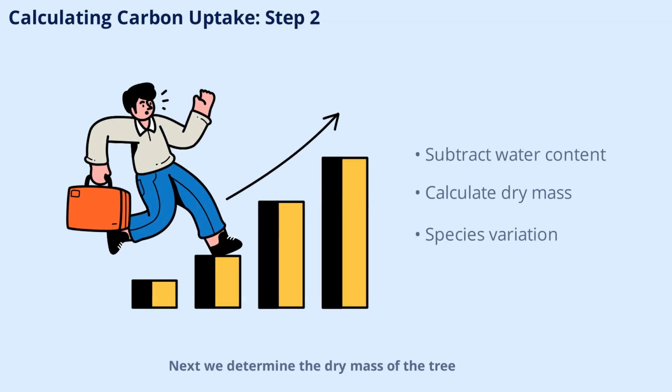Next, we determine the dry mass of the tree. The dry mass is the green mass minus the water content, which varies by species. On average, trees are about 72.5% dry matter and 27.5% moisture. This step is important because only the dry portion of the tree contains carbon that can be sequestered long-term.